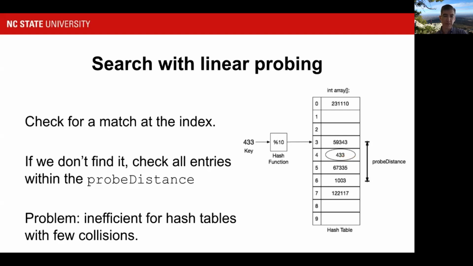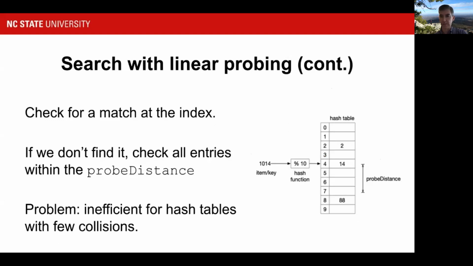But this could be inefficient for hash tables with very few collisions. Like if this is my hash table and I'm looking for 1014, I don't find it at the index where it should be, there's nothing else here within the probe distance. So actually, I'm not going to find it at all. And if I have a very sparsely populated table, most of the time, I'm not going to find it outside of its actual index. So the problem with linear probing is that it adds cost for hash tables that are sparse and have few collisions already.